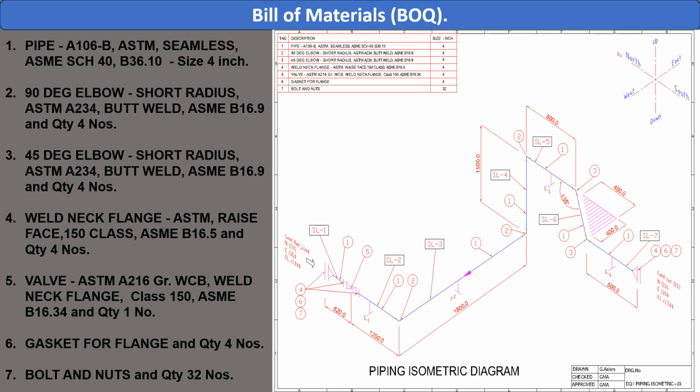Number 5, weld neck flange, ASTM, raised face, 150 class, ASME B16.5 and quantity 4 nos. Number 6, gasket for flange and quantity 4 nos. Number 7, bolts and nuts and quantity 32 nos.